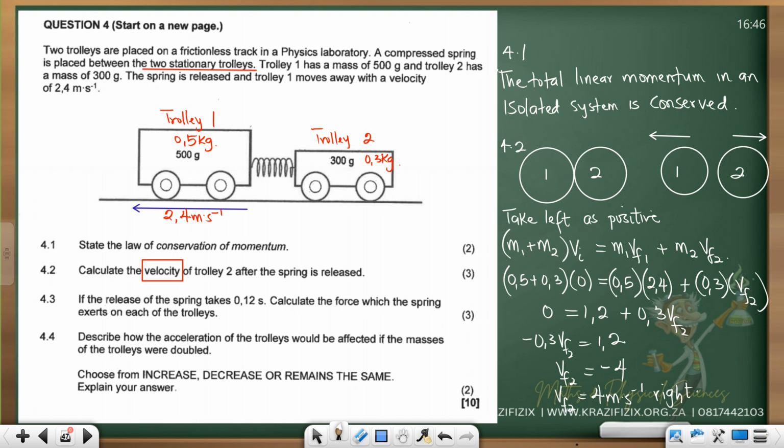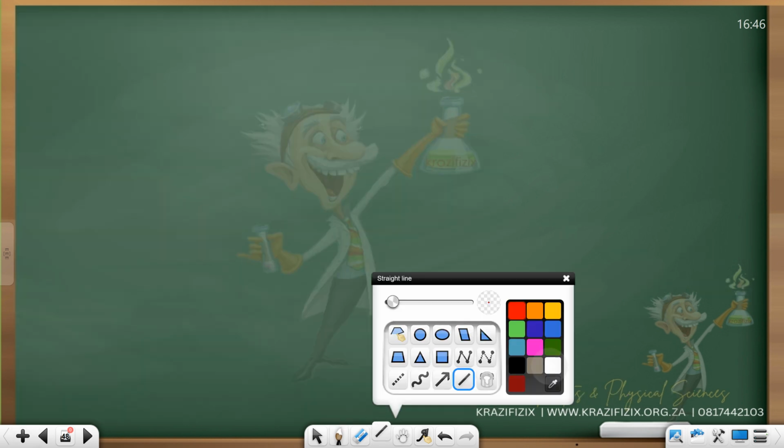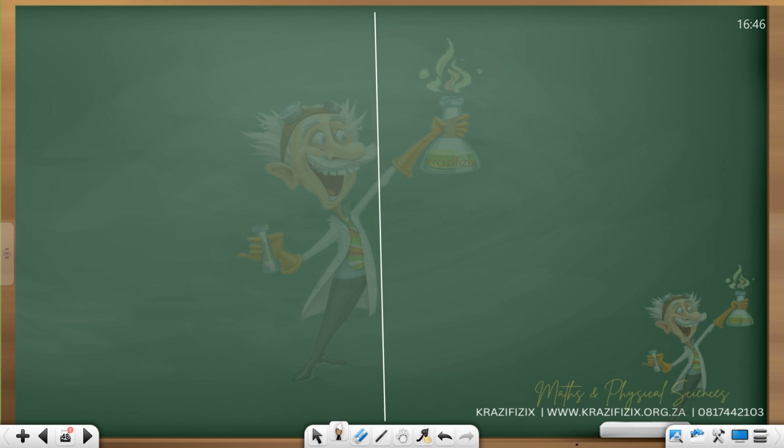If the release of the springs takes 0.12 seconds, calculate the force which the spring exerts on each of the trolleys. Okay, let's see something here. The spring release takes 0.12 seconds. We're looking for the force. Guys, once I have time, I'm going to come to this formula. F net equals delta P over delta T. All right, what is this? M delta V, which is M(Vf minus Vi).